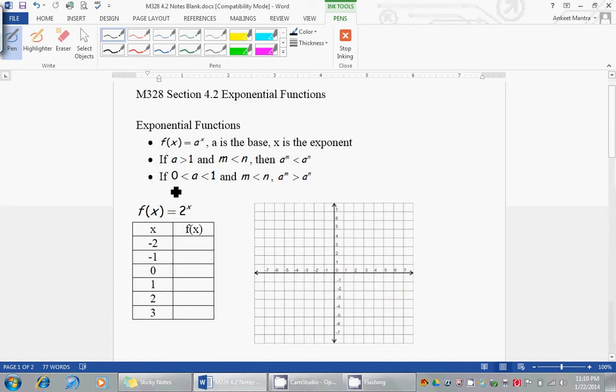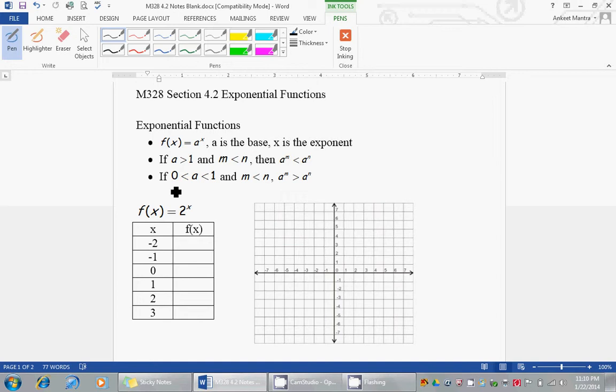Hey guys, today we're going to take a look at section 4.2, exponential functions. We've covered a lot of different functions this year, right? We did quadratics, square roots, cubics, absolute value. Hopefully you haven't forgotten all those. What we're going to do today is add on to that list.